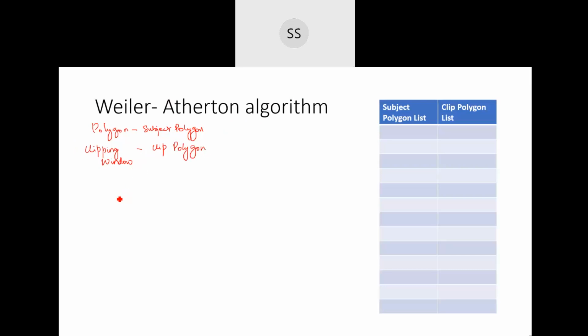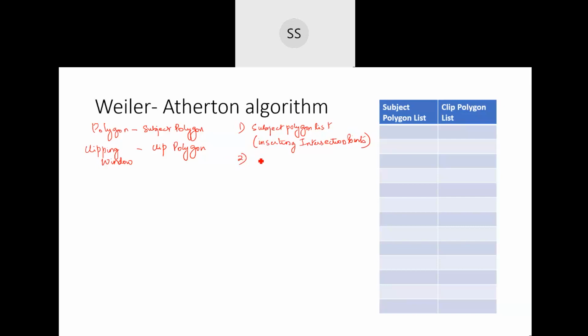They have two types of list. One is called the subject polygon list, and the other is called the clip polygon list. The subject polygon list, you will understand later, will be considering inserting intersection points. My handwriting is a little bad.